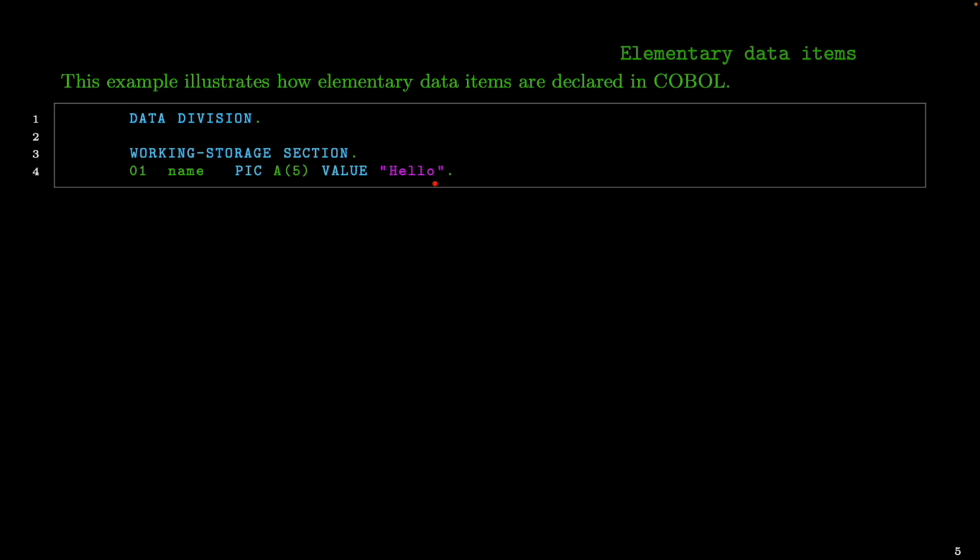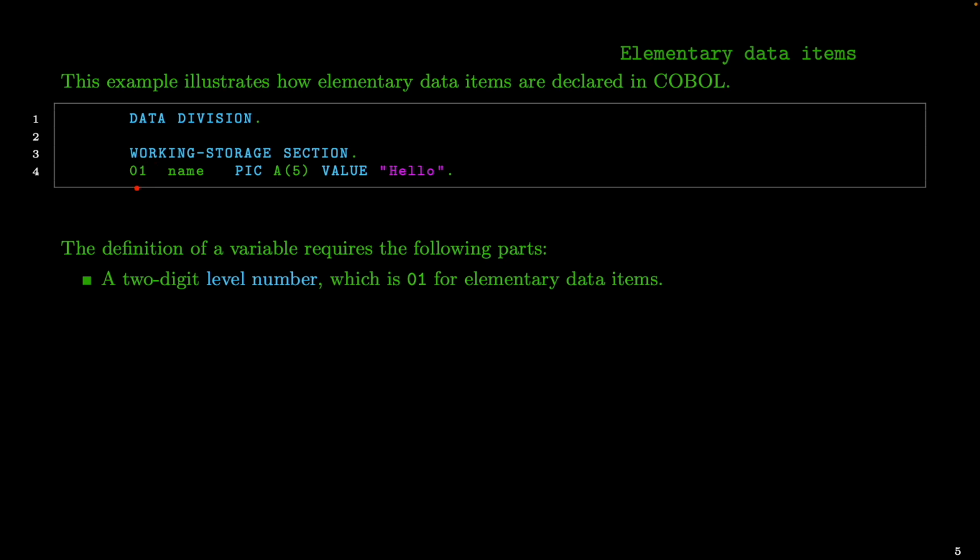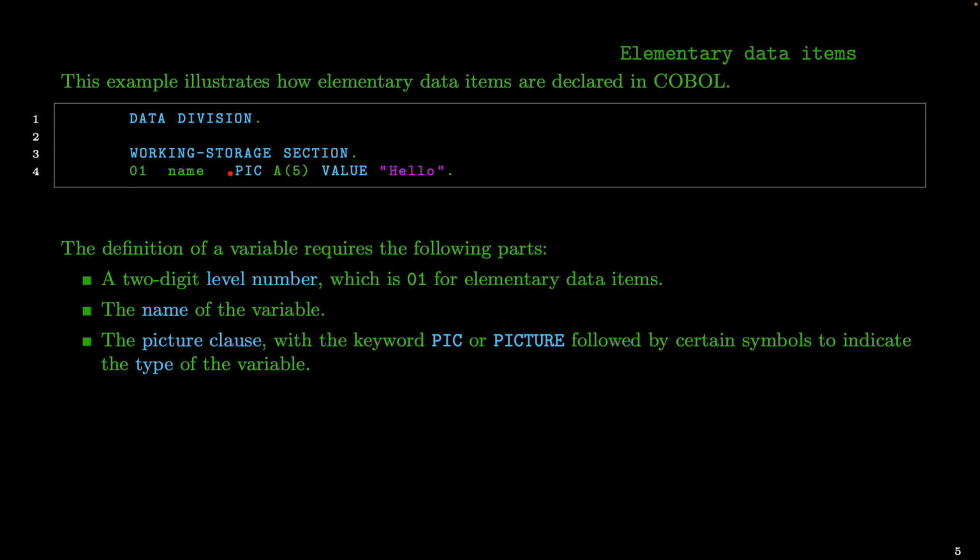Let's look at the individual parts in this variable declaration. We begin with a 2-digit level number, which is 01 for elementary data items. Next up is just the name of the variable. So that is almost self-explanatory. This is how you will refer to this variable in your program. The next bit here, this keyword pic, or you could write it out as picture, the so-called picture clause. This indicates that you will afterwards declare the precise type of the variable.